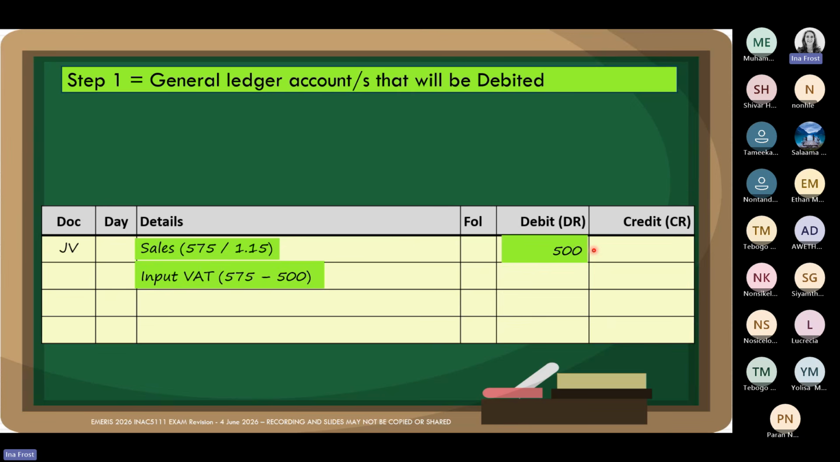There's going to be another debit, and I wonder if you all remembered this one. This is my input VAT account, and my input VAT account is the difference between the amount including VAT and the amount excluding VAT. Then there's also our reminder to say, remember to show your workings.